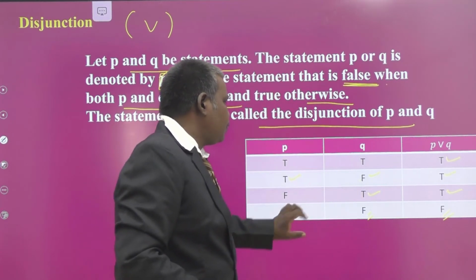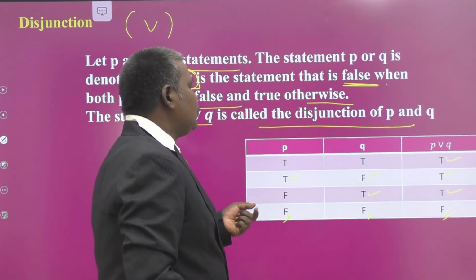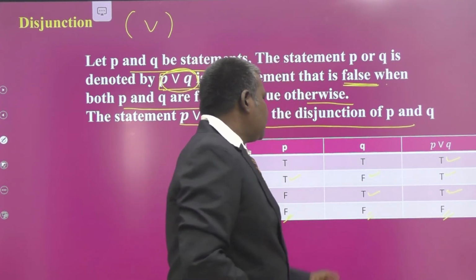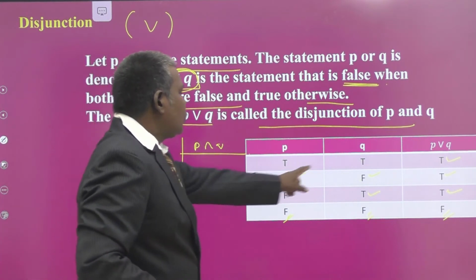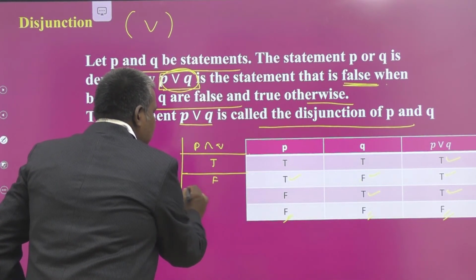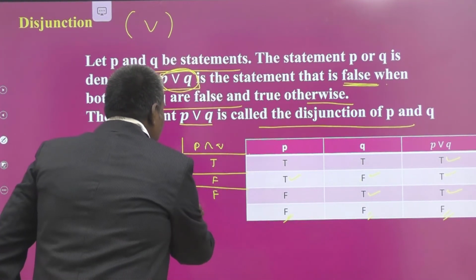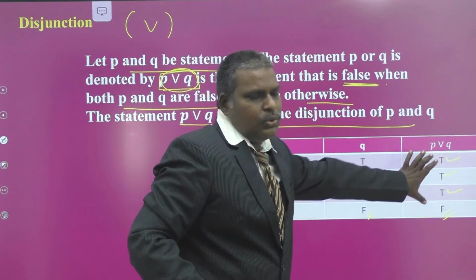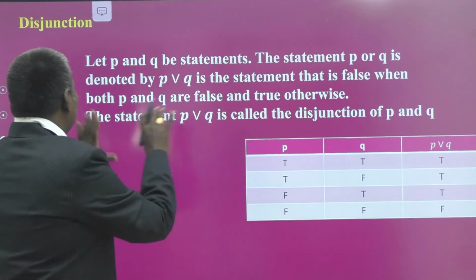Truth values, truth outputs for P or Q: true, true, true, false. Previously we discussed P and Q. What happened? True and true, then only true; the other three are false. So this is the difference. If you write P and Q for the same data, what do we obtain? True and true is true. True and false is false. False and true is false. False and false is false. Already we discussed the truth table for P and Q. Now this is P or Q. This is the difference between these two. Okay. So this is the disjunction.